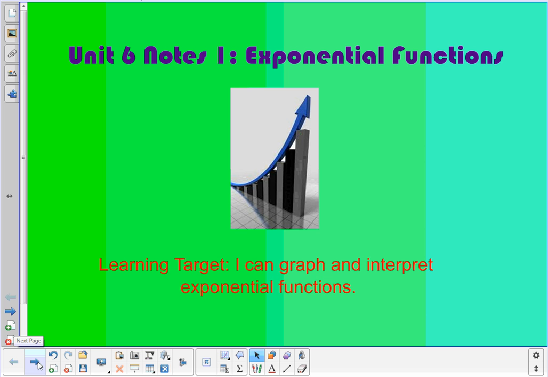We've spent a lot of time talking about linear functions. We've also talked about quadratic functions. We know linear functions make a line, quadratic functions make a parabola, and that parabola could open up or down. But what do exponential functions look like and what do they do?